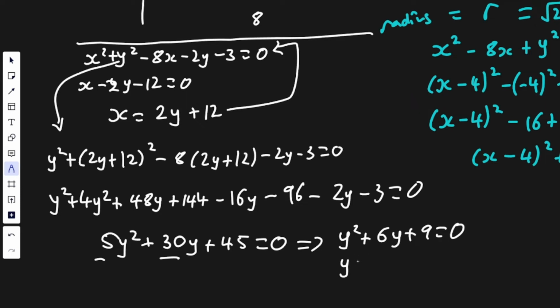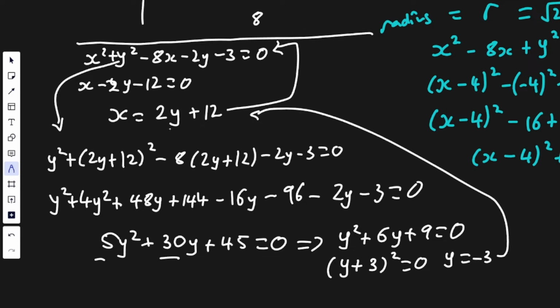So finally we get y plus 3 squared equals 0. So y equals minus 3. And then we can put that back up here to find x, because it's asking for a coordinate. We're always pretty much going to be asked for a coordinate, so we should find a coordinate. So putting minus 3 in here, we get 6. So our coordinate is (6, minus 3).